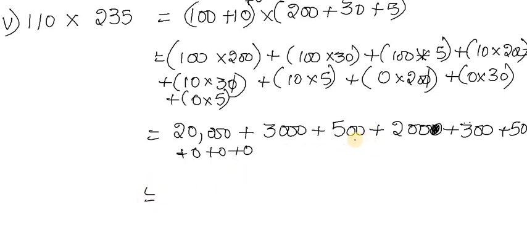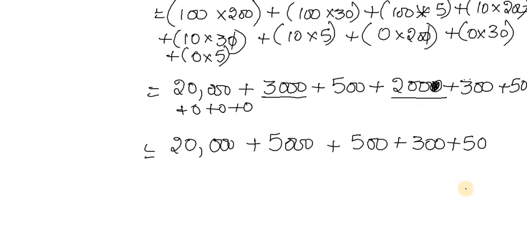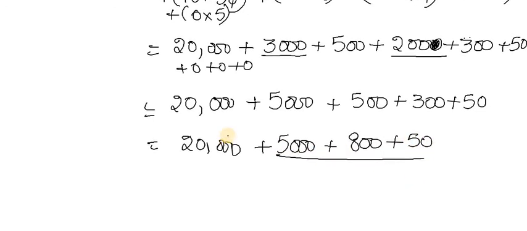Now first we will go with 3,000, 2,000, 20,000. 3,000 plus 2,000 is 5,000. And now we will add hundreds. 500 plus 300 plus 50. So what is the answer after addition? 20,000 plus 5,000 plus 500 plus 300 is 800 plus 50. Now you just add all these numbers, you will get it very easily.